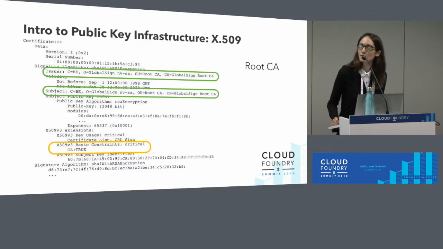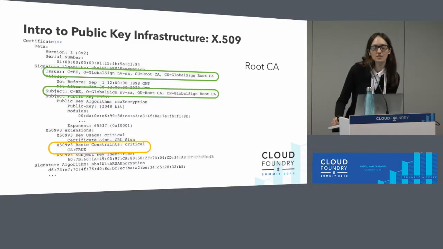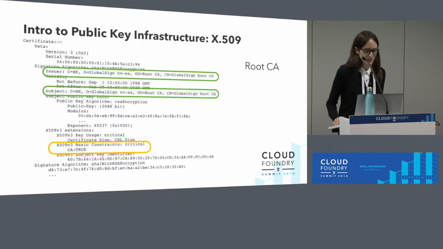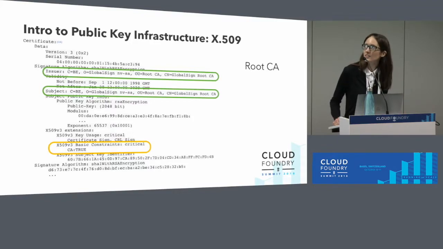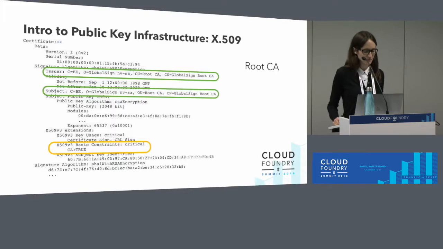So in this example, we'll look at the certificate chain used by Wikipedia. On the slide, you'll see a root CA. And as you can see, highlighted in green, there is an issuer and a subject, which are the same. And highlighted in orange is the fact that it is a CA. That means that this is a certificate authority that has authority to issue certificates.